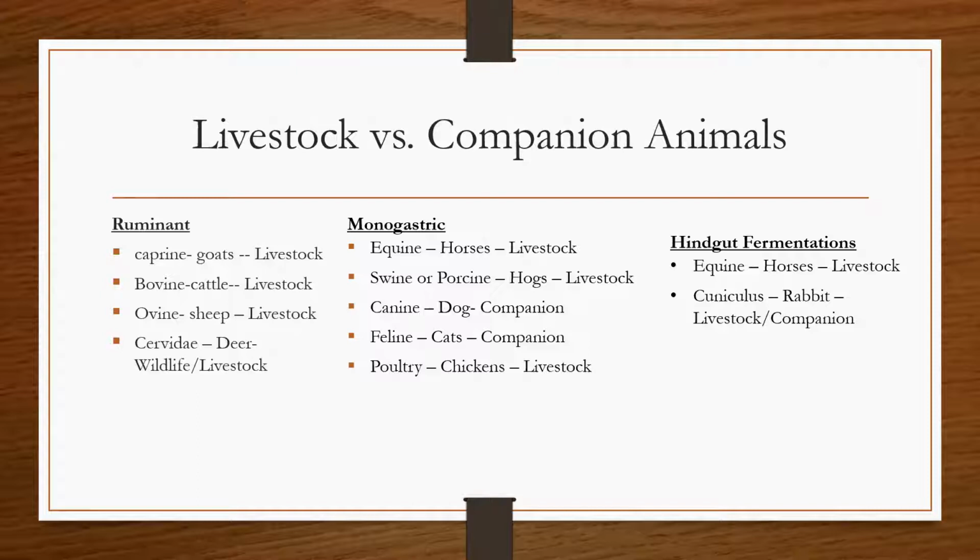So ruminants, like I said, cattle, goats, sheep, those are all livestock, and actually deer are on there as well. Most of you probably think of deer as just wildlife, and we actually have several deer farms in the southwestern region. So they are under the livestock category as well. And then, like I said, for monogastrics, canine dogs and chickens fall under that. They're livestock, of course. And then we have the hindgut fermentators as well.